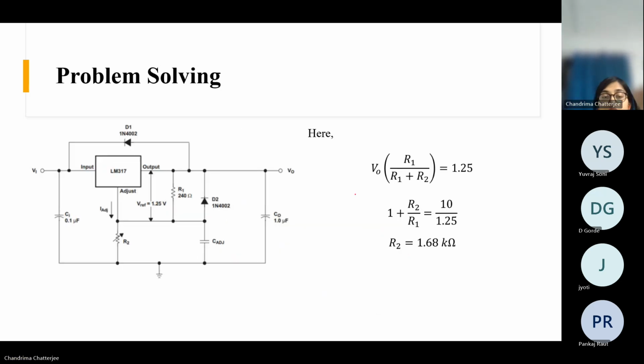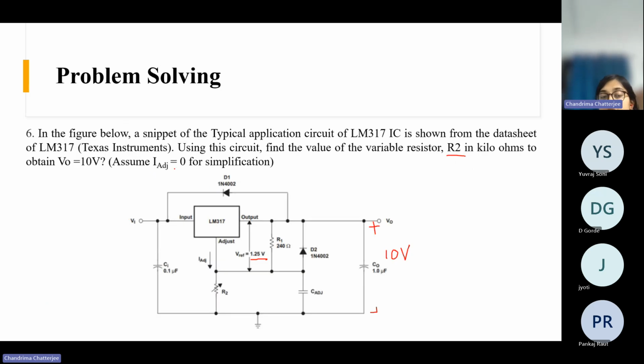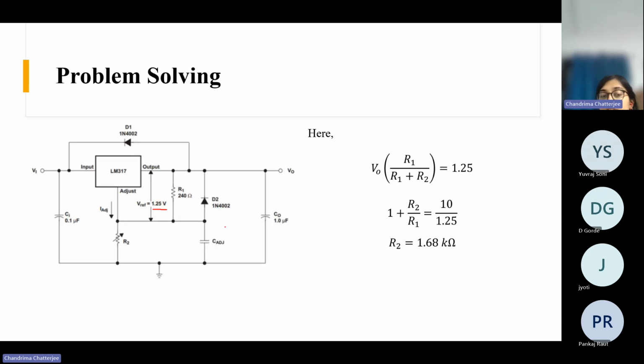So here this calculation is also very simple. Just seeing the problem, it may seem very complicated, but this is a very simple problem. So we know the voltage across R1. This is 1.25 volt, right? And this is a resistive. And in the question, they have also said to assume I adjust equal to 0. So the current in this branch, you can assume it to be 0, right?